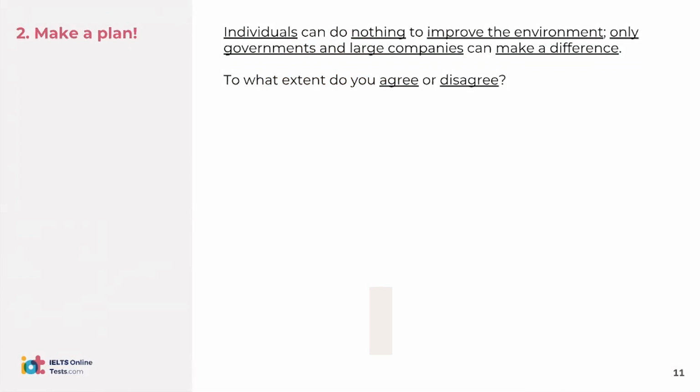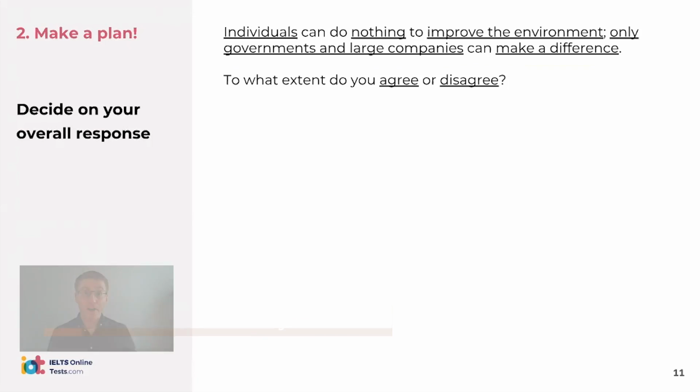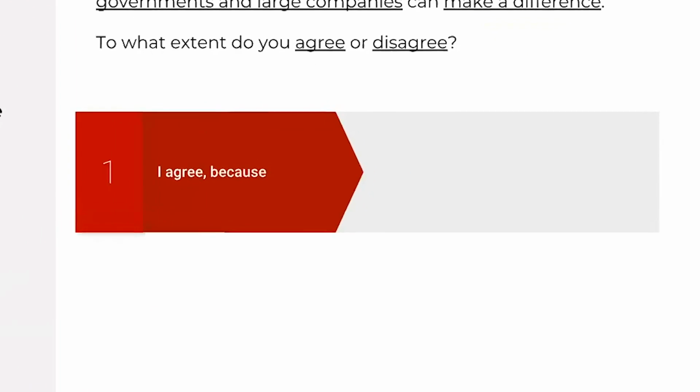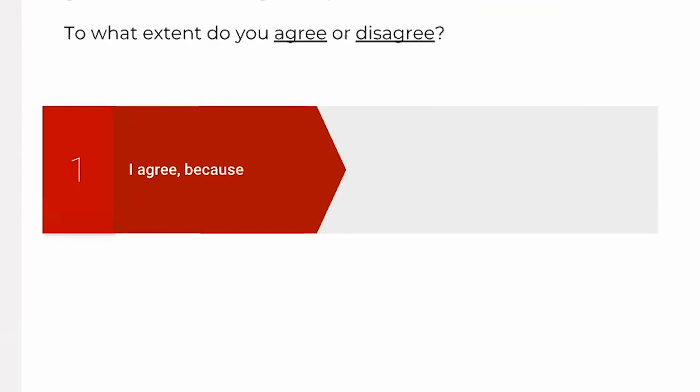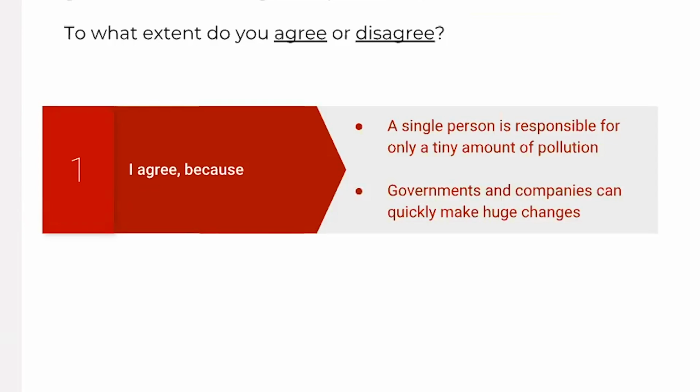First, we need to decide our overall response. This is a sentence summarizing our point of view on the topic. Try to think of 2 reasons for your point of view. For example, you could say that, I agree with this statement, because a single person is responsible for only a tiny amount of pollution. Another reason is that governments and companies can quickly make huge changes.